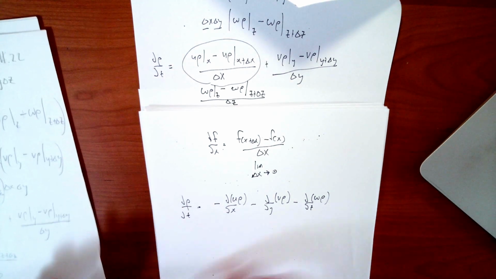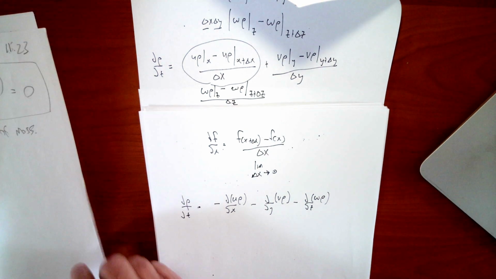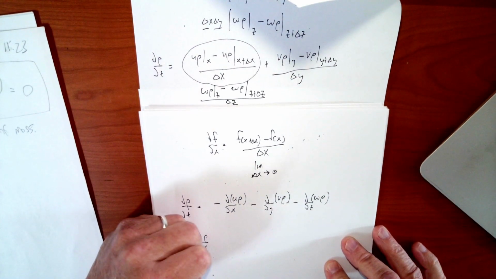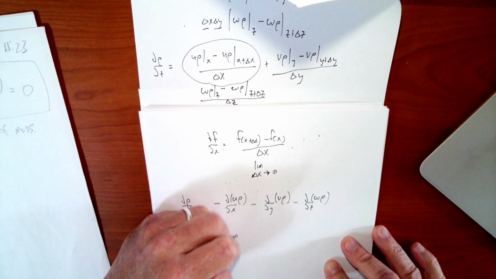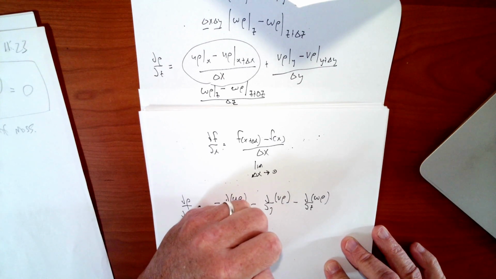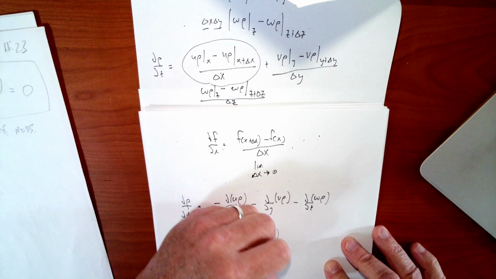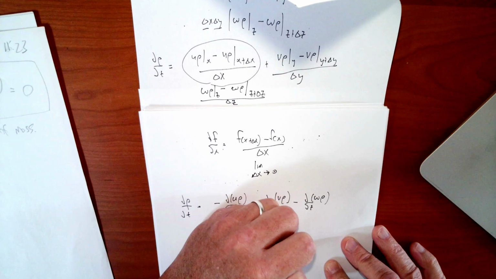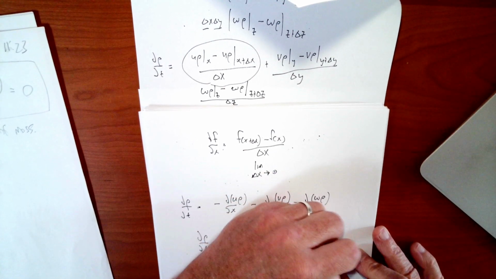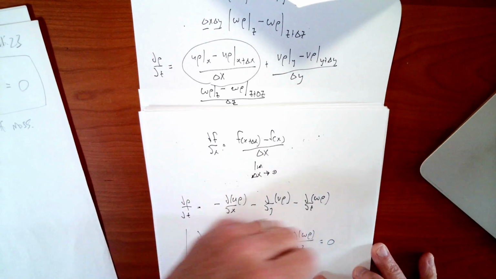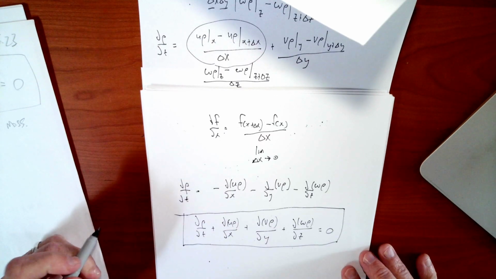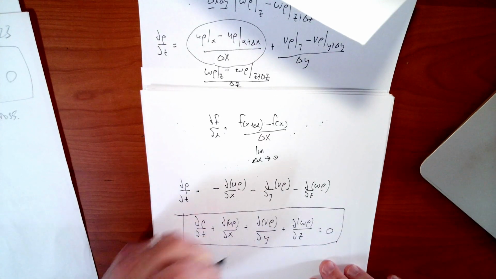Usually this equation is written so that everything is on the left-hand side. So we will do that. d rho dt plus d u rho dx plus d v rho dy plus d w rho dz is all equal to 0. That is the conservation of mass equation for fluid mechanics. That's the real one.